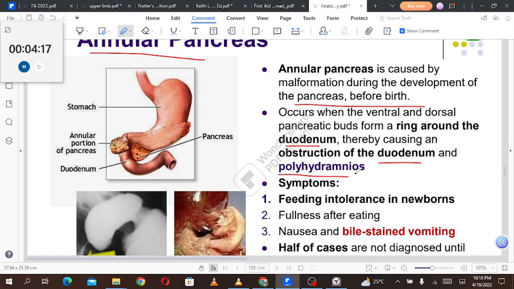Why will there be polyhydramnios? Because the fecal matter will not, what? Polyhydramnios? No. Let's talk about it. I will tell you about polyhydramnios as well.